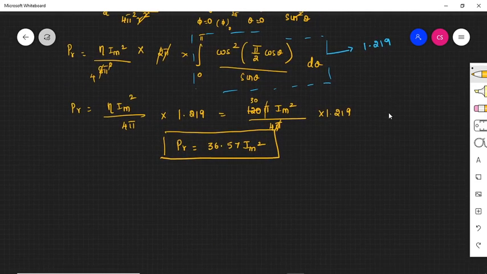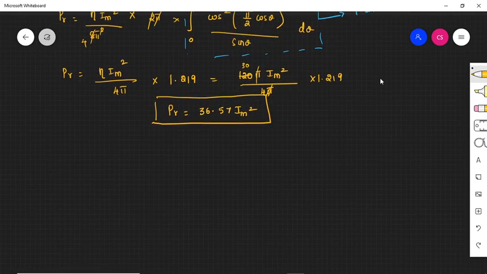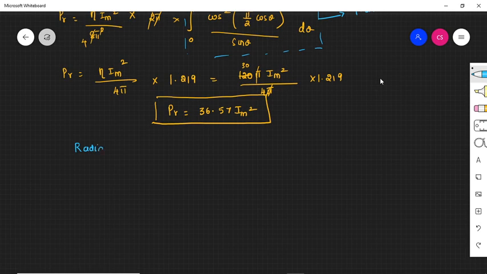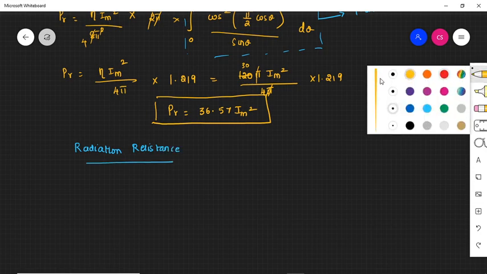Now to end up the derivation, we need to prove that the radiation resistance of a half wave dipole is 73 ohms. That is the main part. Because what we started is that the radiation resistance is 73 ohm and it is easy to match the transmission line and the half wave dipole. So we need to calculate and show that the radiation resistance is 73 ohm.